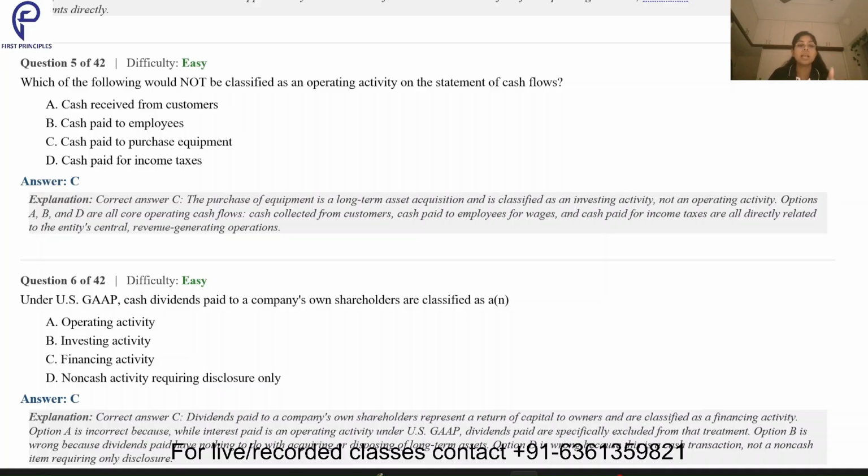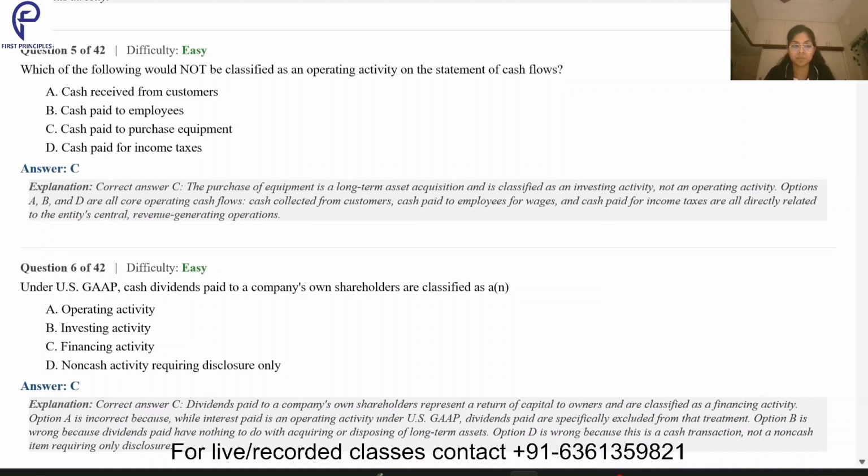Then option D, cash paid for income taxes. Cash paid for income taxes will be recorded where? On my income statement, and it will be recorded as an operating activity. So that's why option C becomes the correct answer.